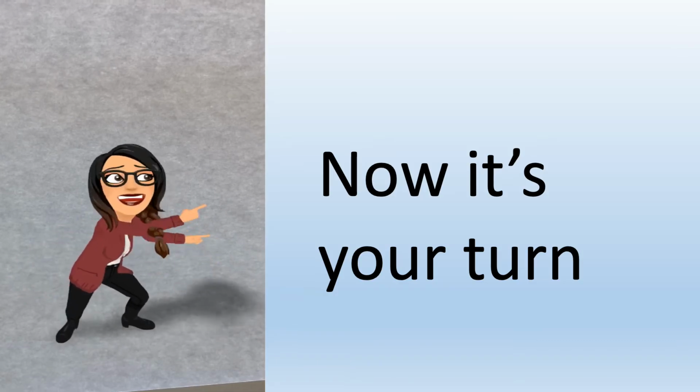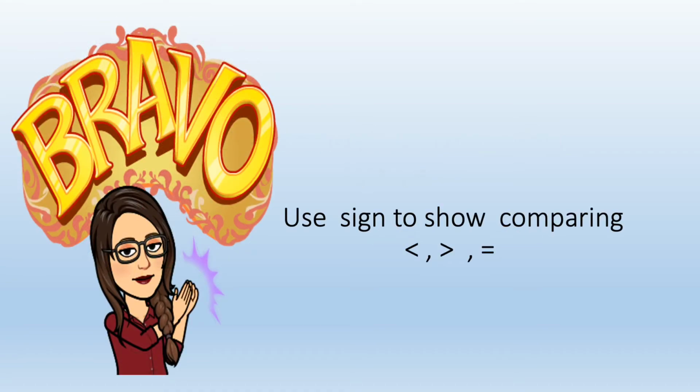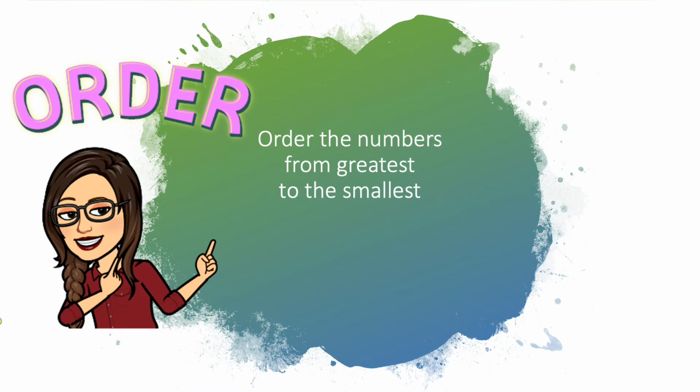Now it's your turn. Always remember to use these signs when you are comparing numbers. We have two numbers here, 234 and 678. Can you guess which sign will fit in better? Well done. So we have 234 less than 678. You can see the crocodile is opening its mouth towards the bigger number, that is 678. Now let's move on to ordering the numbers from the greatest to the smallest.